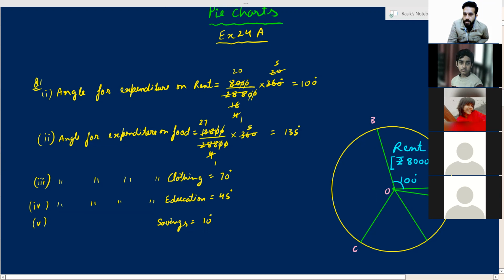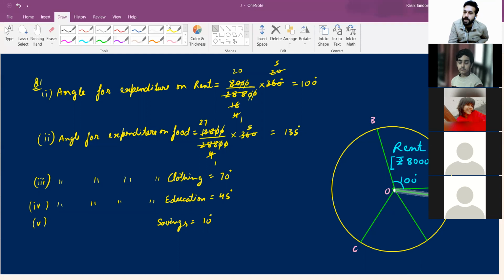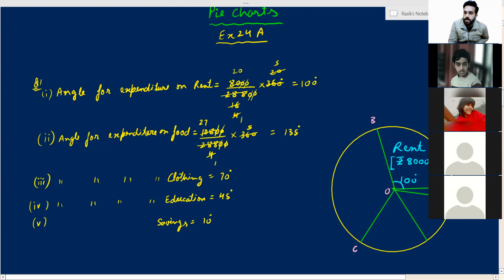And for the last one, you don't have to measure with a protractor because it will automatically come 10 degrees. Do you know what the sum of all these angles is? It will come 360. You can check whether you have calculated the angles correctly by adding all these angles. The sum should be 360. Now this angle is how much? 135 degrees. What is the name of the sector? It is for food. Write down the amount. What is the amount? Rupees, how much?